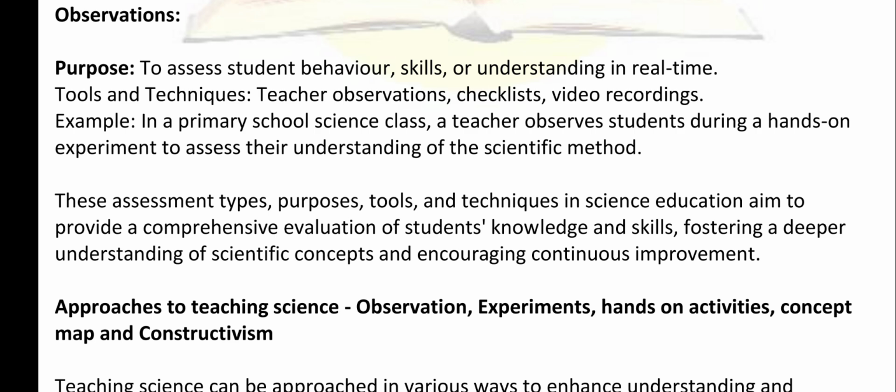Example: in a primary school science class, a teacher observes students during hands-on experiments to assess their understanding of the scientific method. Now, suppose students are performing an experiment in a group, then the teacher can observe them carefully, and based on his findings on the hands-on experiments, he can give feedback to the learners. So these assessment types, purposes, tools, and techniques in science education aim to provide a comprehensive evaluation of students' knowledge and skills, fostering a deeper understanding of scientific concepts and encouraging continuous improvement.